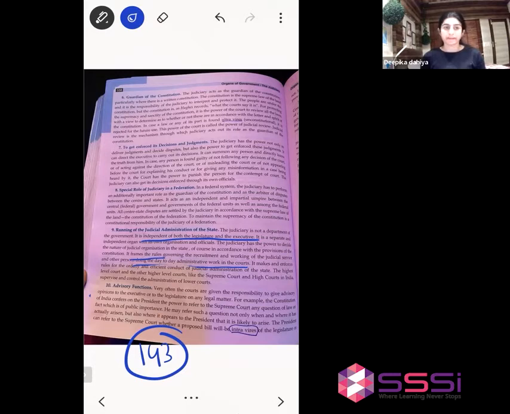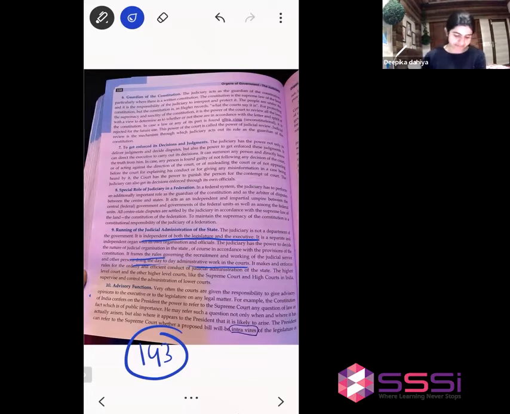sorry, advice to the president under Article 143. Under Article 143, write down the answer. No, it's not legally binding on the president. It's not legally binding on the judiciary, Supreme Court.